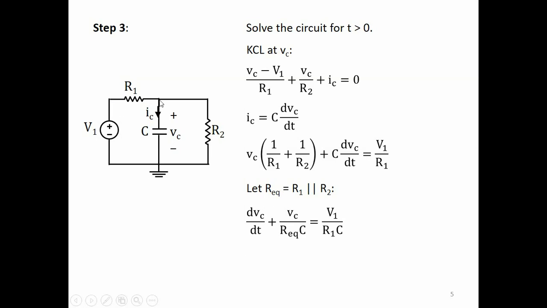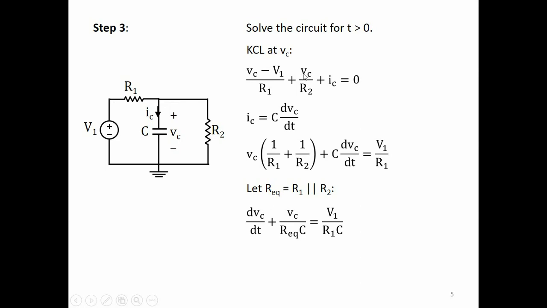So we have only one unknown voltage, Vc. So we write a KCL at Vc. We'll say (Vc minus V1) by R1, which is this current, plus Vc by R2, which is this current, plus Ic equal to 0. So that becomes our KCL.